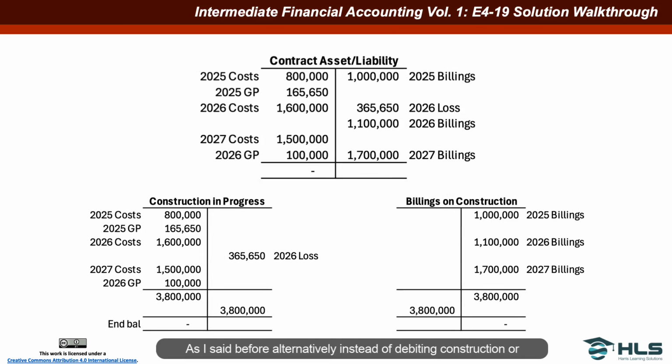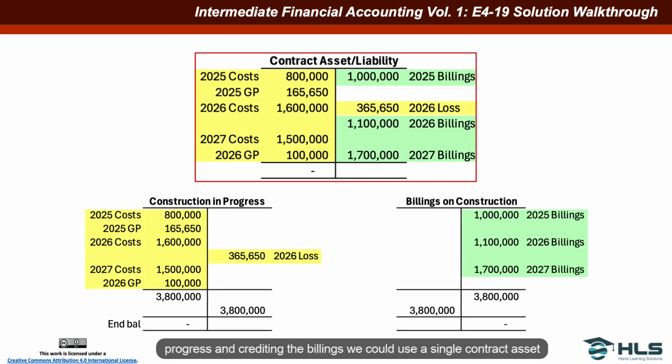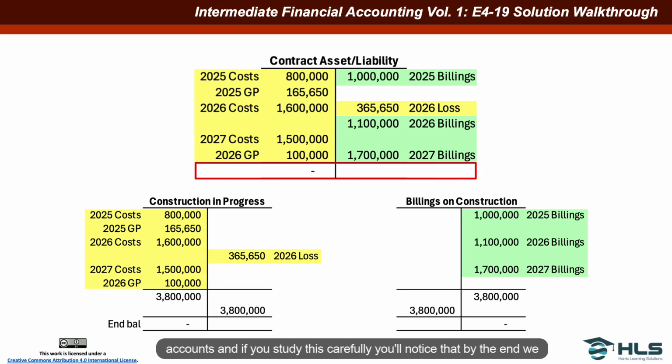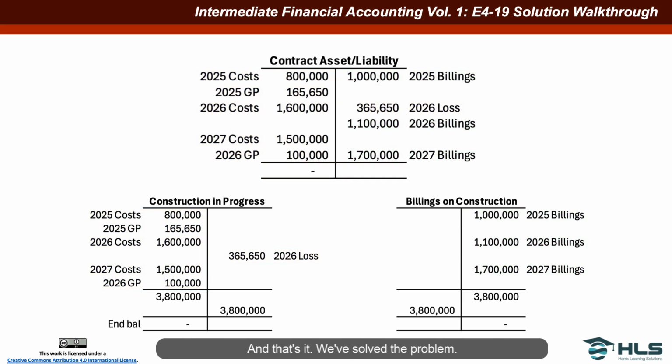As I said before, alternatively, instead of debiting construction in progress and crediting the billings, we could use a single contract asset liability account. And all we would do here, in essence, is merge the two accounts. And if you study this carefully, you'll notice that by the end, we have a balance of $0, which means that there is no final entry necessary to remove the balances from the construction in progress and billings account, because all those entries are recorded into a single account. And that's it. We've solved the problem.